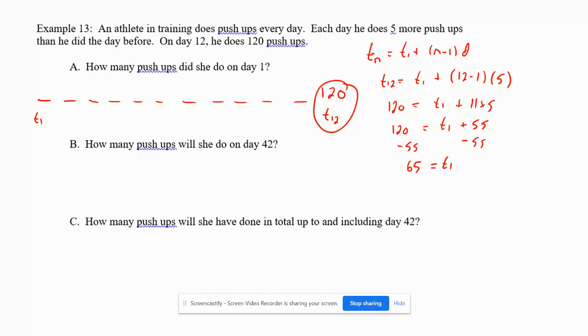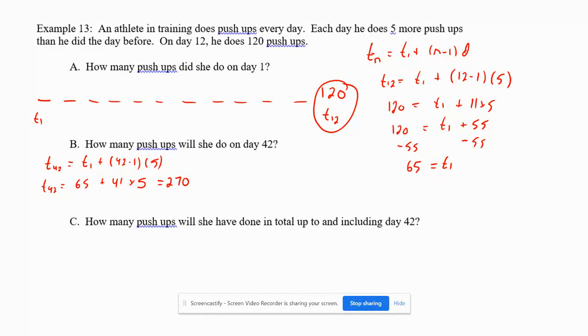For part B, how many push-ups will he do on day 42? So we want to extend this sequence over here to day 42. That means I want T42 equals T1 plus 42 minus 1, common difference is 5. Sorry guys, we know our T1 is 65, so that means T42 equals 65 plus 42 minus 1 is 41 times 5. I'm just going to put that in my calculator. 65 plus 41 times 5 equals 270 push-ups on day 42.